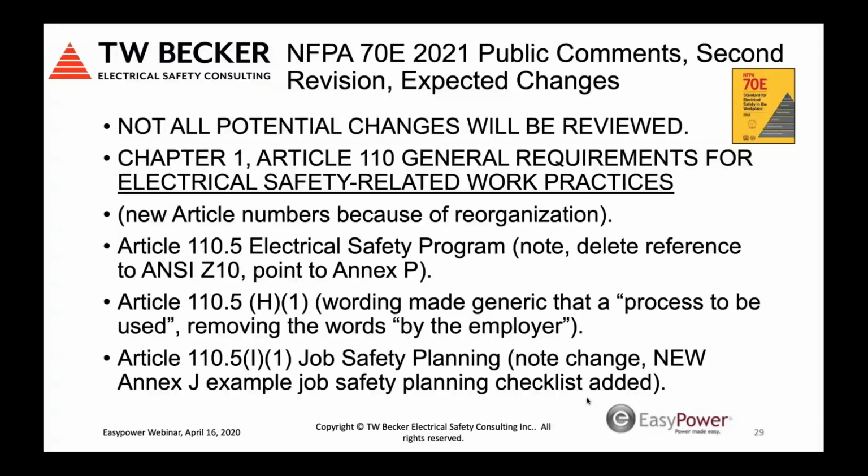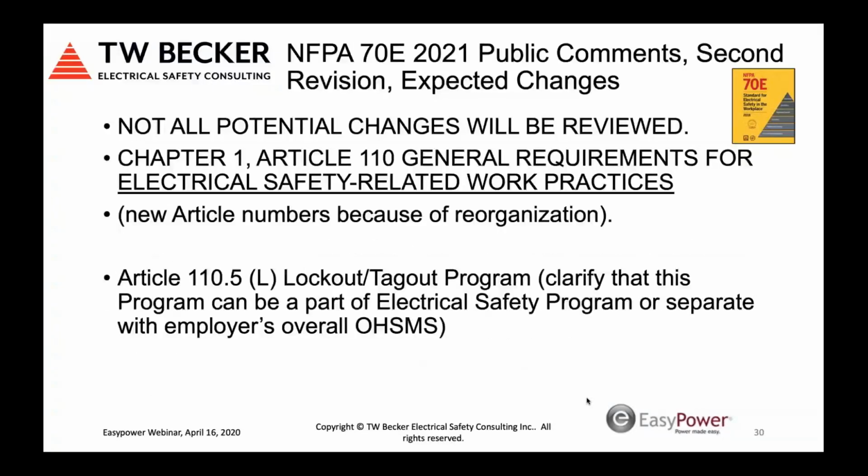Process to be used is added and removed by the employer. Article 110.5 I1, job safety planning. There's a new annex modification, Annex J, adding a sample job safety planning checklist. That article, or clause, in Z462 says the qualified person shall document a job safety plan, but there was no guidance on what that document looked like. Now there's some guidance provided that's brand new in Annex J.